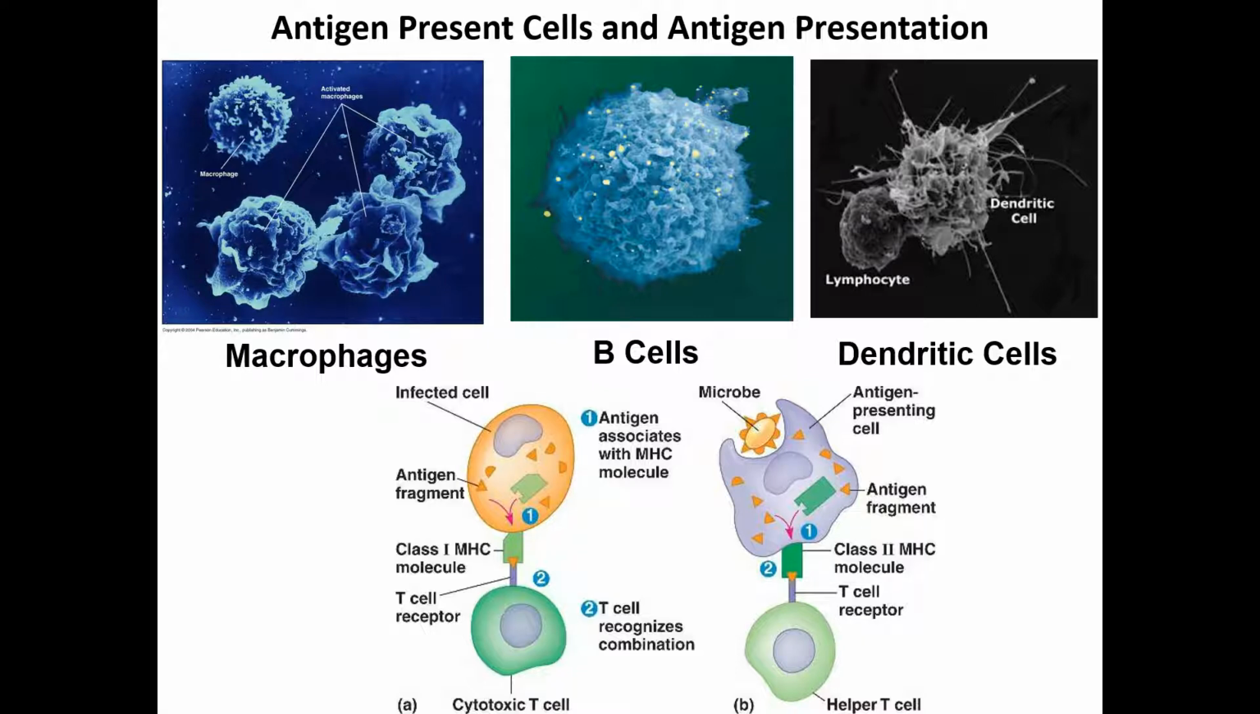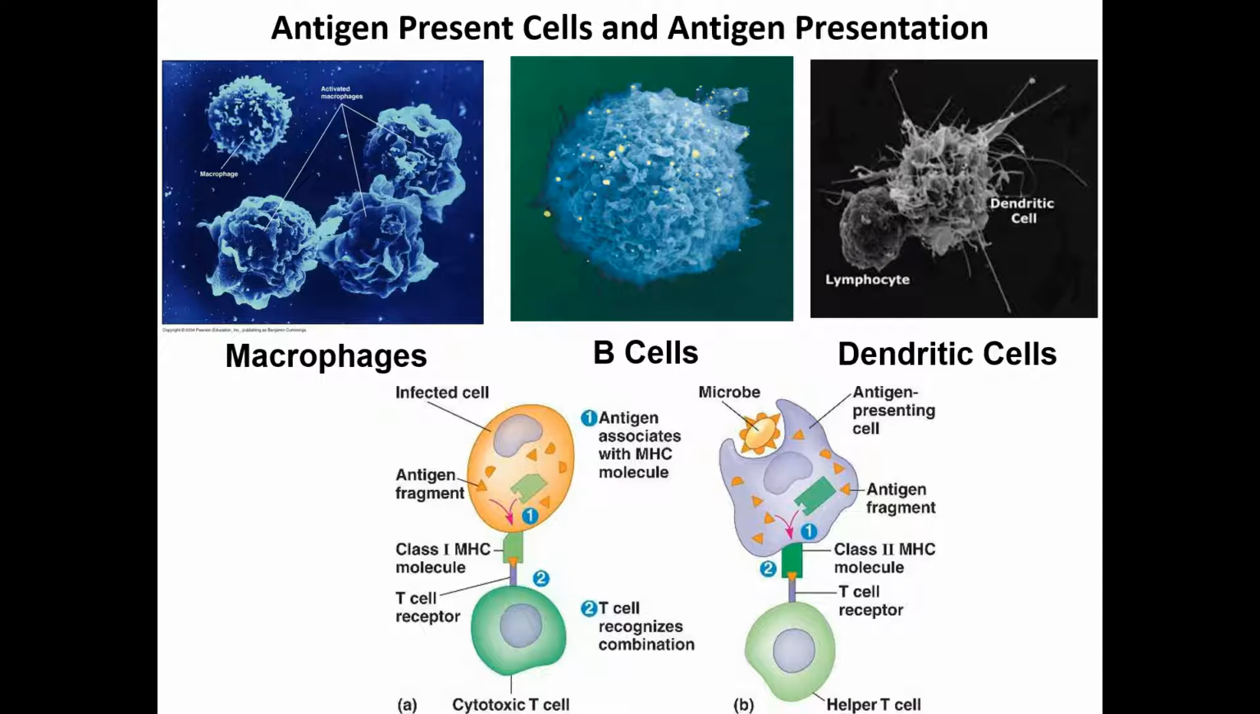Alright, so now we're going to start talking about antigen processing and antigen presentation. And then we'll transition into talking about T cells, natural killer cells, and B cells in more detail.